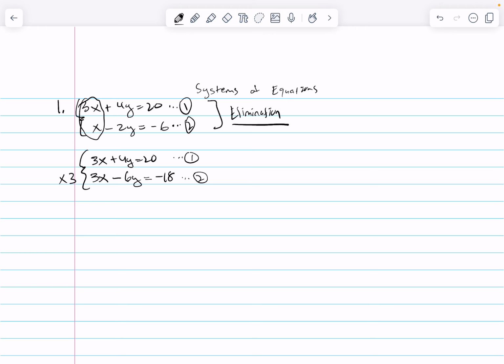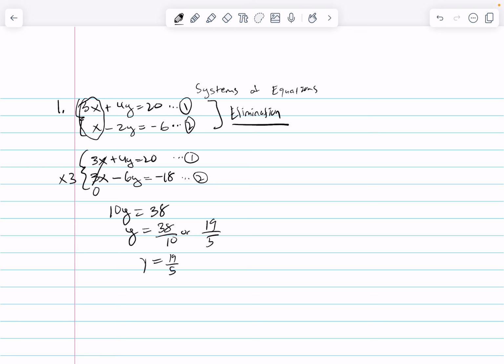What we're going to do is subtract them. So 3x minus 3x is 0. 4y minus negative 6y is going to be 10y. 20 minus negative 18 is going to be 38. y is going to equal 38 over 10, or 19 over 5. So that's how we did it. We eliminated the x's and we solved for y. So now we know y is equal to 19 over 5.